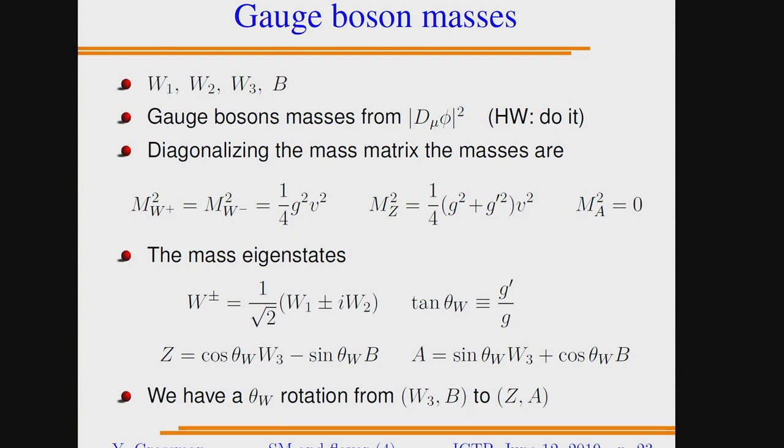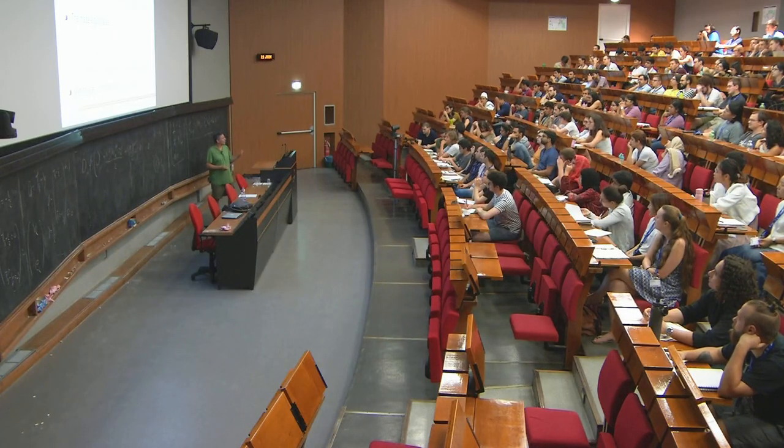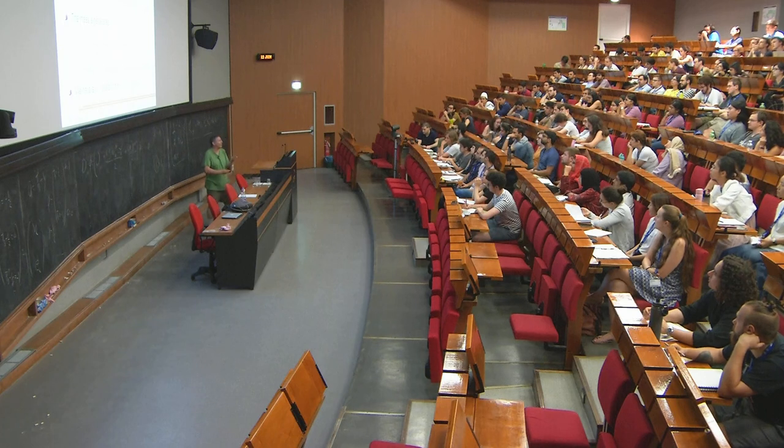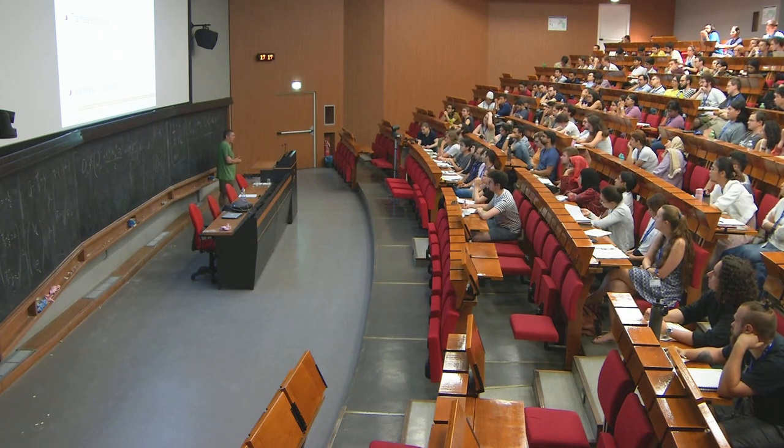The Z has charge 0, and that's why it's called Z, I think. Z for 0, is it correct? Yeah. Okay, at least it's a good guess. And the A, which is the photon, is massless. So we see really cool stuff coming out. We have a massless gauge boson, and we have 3 massive gauge bosons.